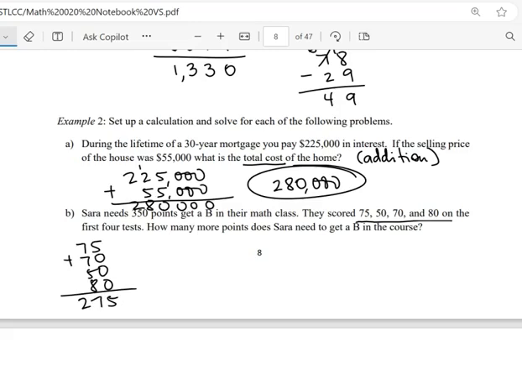So the last part is to subtract 275 from 350 to see the remaining points that she needs to score. So 350 minus 275, okay, borrow 1. So that would get you a 5. Borrow another 1. So now it's 14 minus 7 is a 7, and 2 minus 2 is a 2. So Sierra needs 75 points.